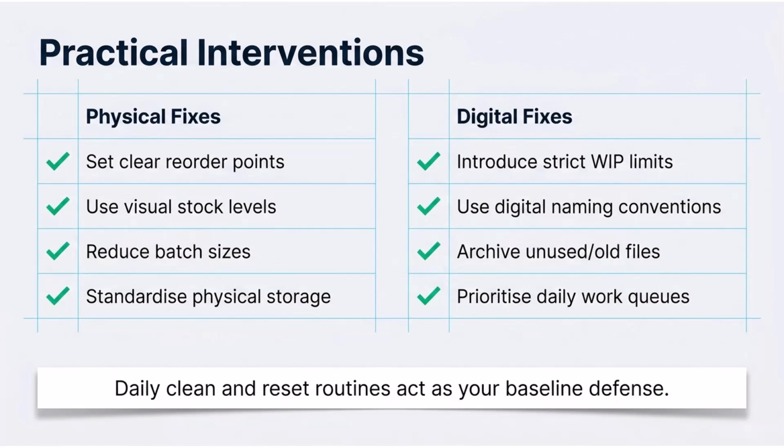On the digital side, we introduce more strict work in progress limits. We can put a cap on how many projects, tickets, or tasks are being opened at the same time. We can use digital naming conventions on files to make sure they're consistent and more findable. We can archive all of the unused or old files, again, to get rid of all that clutter. And we can prioritize daily work queues so your team knows exactly what to work on next.